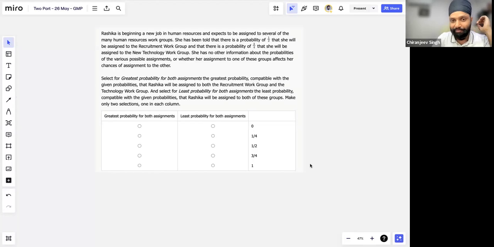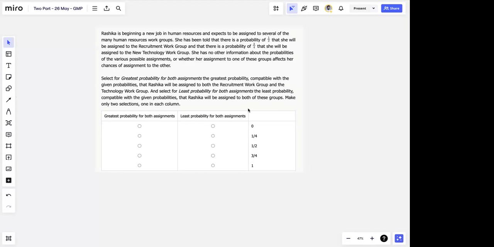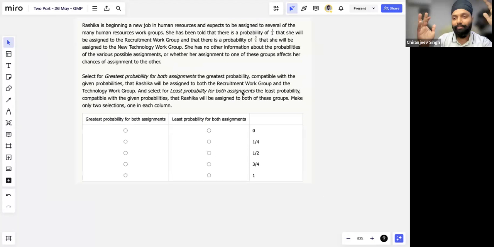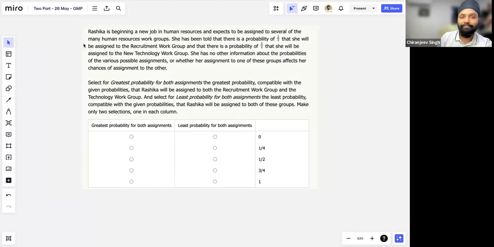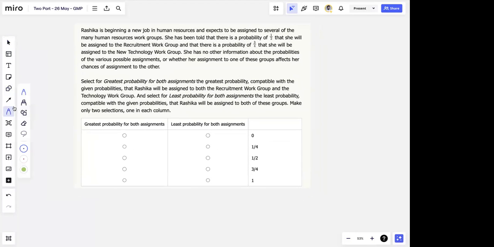Yeah, go ahead. So basically, we need to find the greatest possibility for two events. So we'll go statement by statement. Okay, so yes, let's start from the beginning. Rashika is beginning a new job in HR, and she expects that she will be assigned to several of the many HR work groups. And she has been told that there is a probability of 1 by 2, 50%, that she will be assigned to the recruitment group.